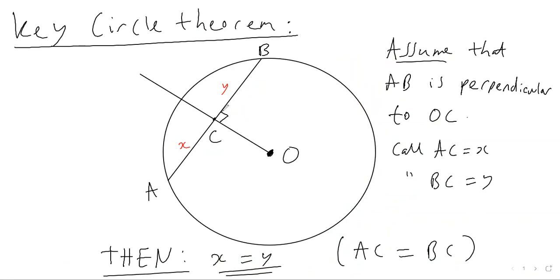So this x and y length are exactly the same size, provided that you've got a perpendicular line going from AB and O to C. So these lines are perpendicular. If they are perpendicular, then it must be true that x and y are the same size, and the proof is as we did a few minutes ago.